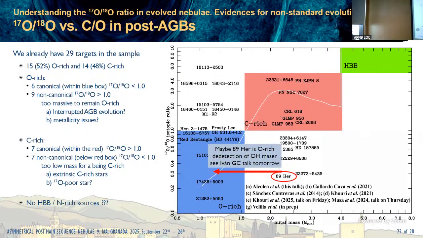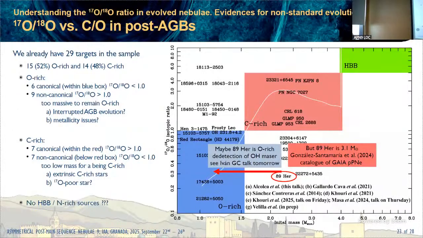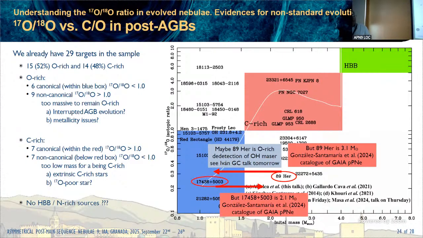This is even more complex because now Ivan is going to talk about this source. We said it was carbon rich. Now it has been detected with all its measures, so maybe it's oxygen rich. But according to this catalog of Gaia well-observed sources, it has to be a mass of 3.1 solar masses, so nothing agrees.